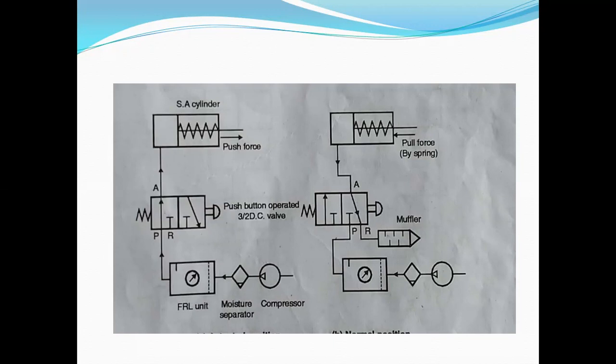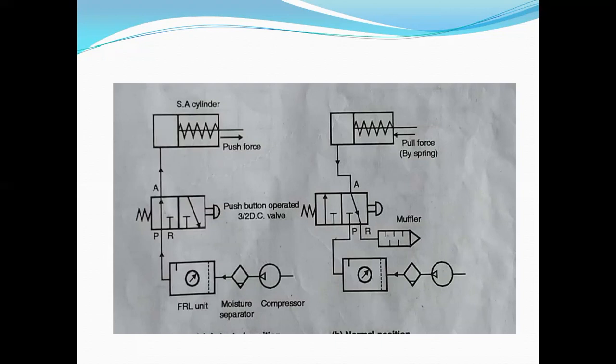So the function of the filter is to filter the air. Okay, next one is the regulator. The regulator is to regulate the amount of air required by the system. So we can adjust the pressure requirement for the system by using a regulator, and a fixed amount of air can be supplied to the system.